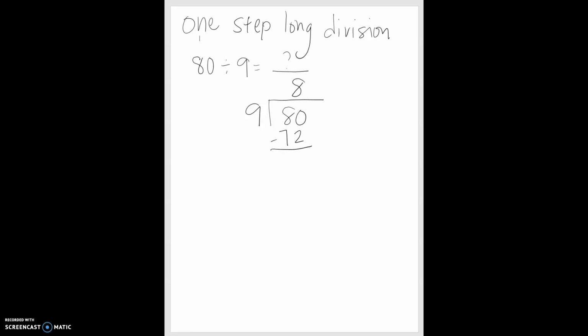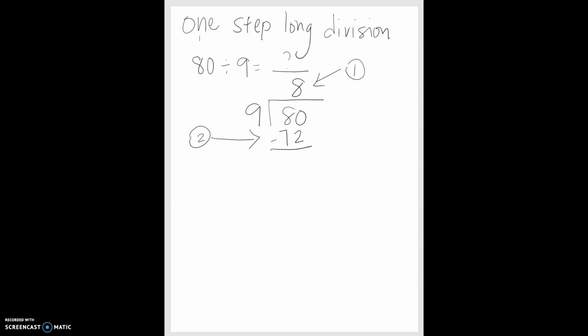If you notice, I put the 8 here first, all right? And then on the bottom, I put my 72, which is the answer to 9 times 8. Now I need to subtract.